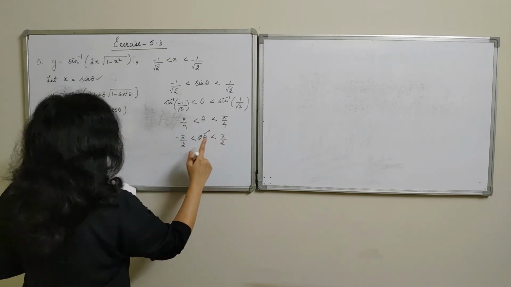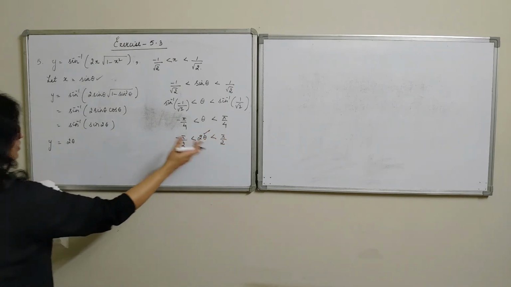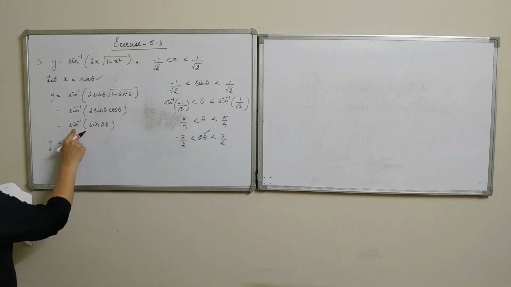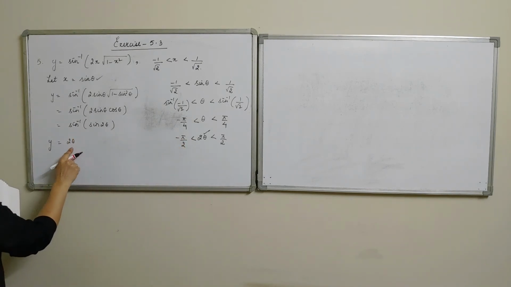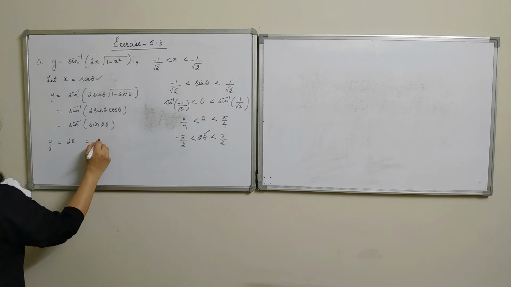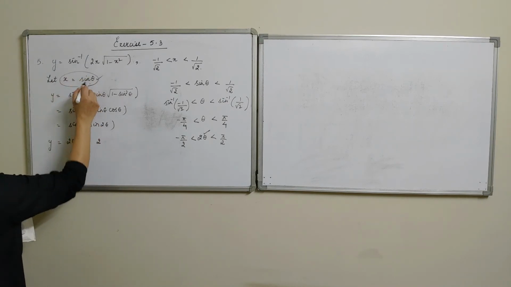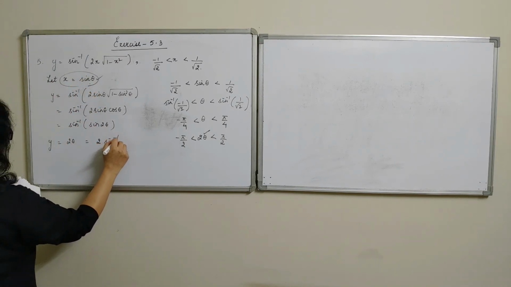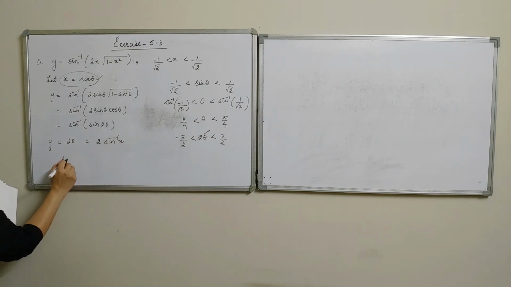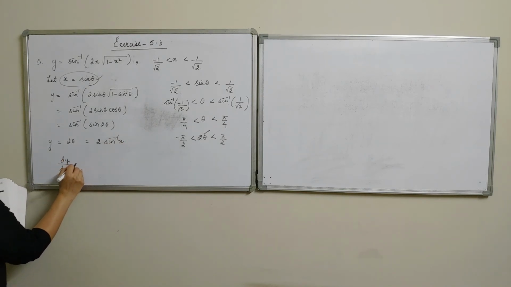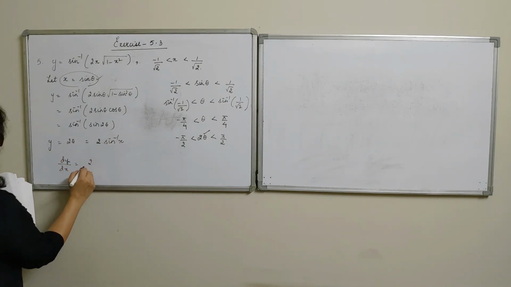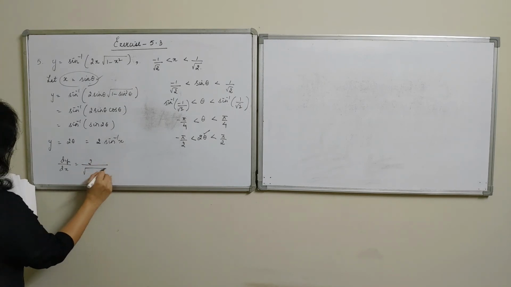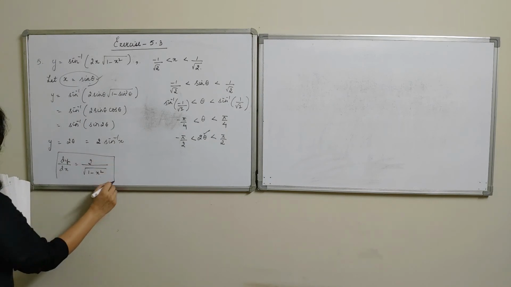So this angle belongs to the principal branch, or this is a subset of the principal branch of the sine inverse function. Hence y is 2 theta, and this can be written as theta from here is sine inverse x. So the derivative would be dy by dx. Derivative of sine inverse function is 1 upon under root 1 minus x square. So this is the derivative obtained.